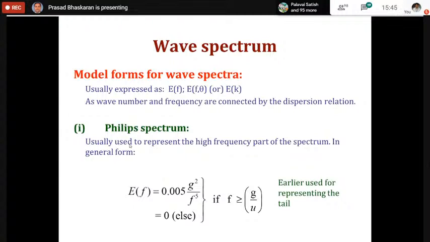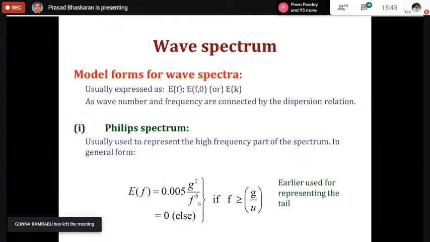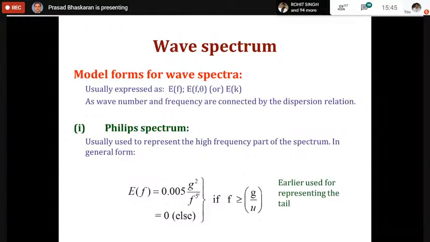Now, if you see the formulation of the Phillips spectrum, this E(f) represents the energy as a function of frequency, and this is proportional to f to the power of minus 5. In other words, the energy is proportional to the inverse 5th power of frequency. This contribution was made in 1951, but one of the problems with this Phillips spectrum is that it has been developed only for the high frequency side. It does not tell what is happening in the low frequency. That is the reason why the spectrum has not become popular. But this spectrum is a foundation. It tells what type of energy levels you can expect in the high frequency tail.